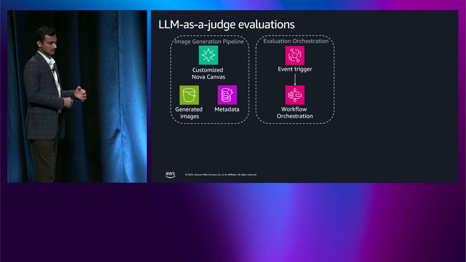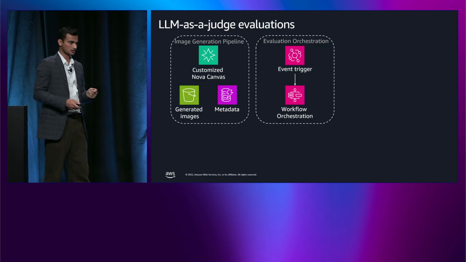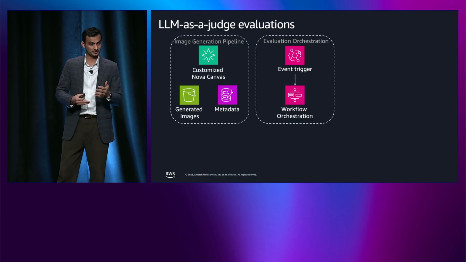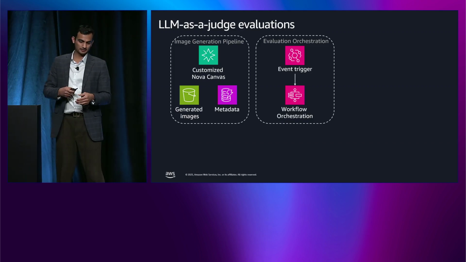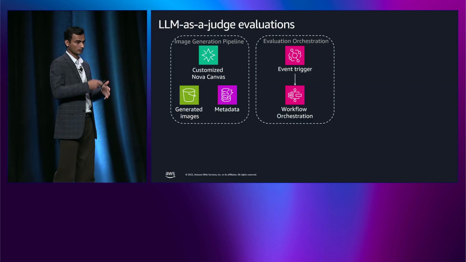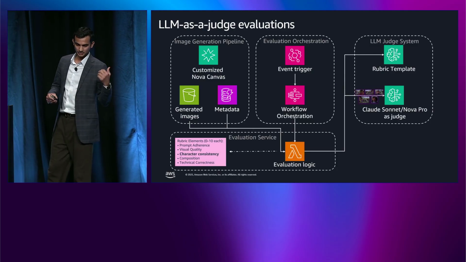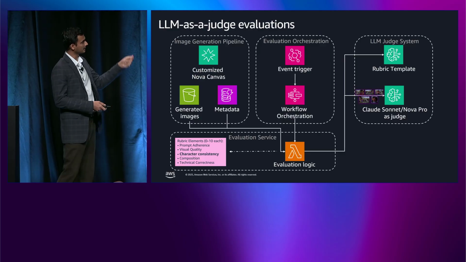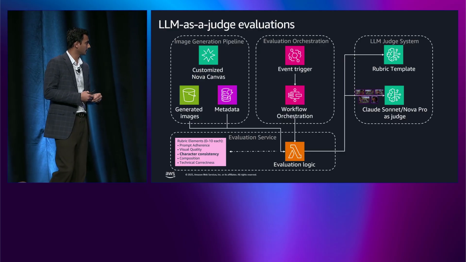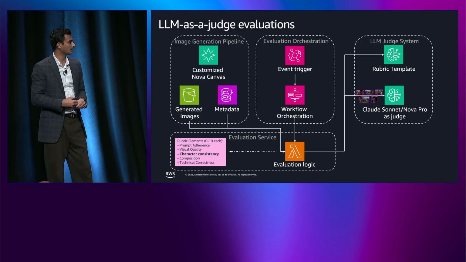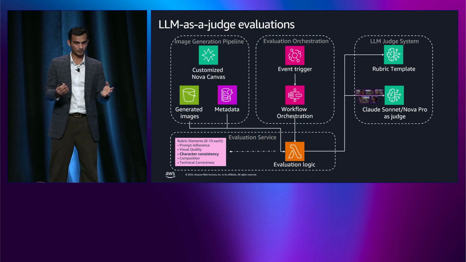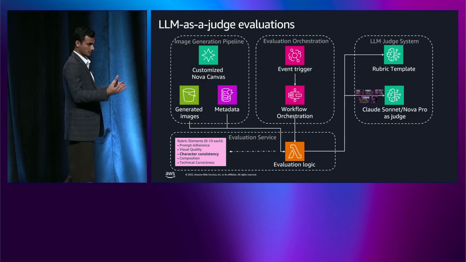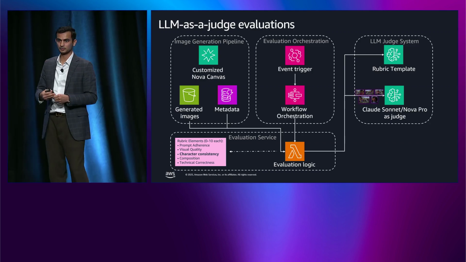The next is you have this evaluation orchestration. This is where you can use EventBridge to trigger the event. You can trigger it based on a certain schedule, or you can trigger it based on specific events, like, let's say, the end of a training job. And then Step Functions will manage the whole workflow orchestration. At the bottom here you see the evaluation service with Lambda, which contains the main logic. It fetches the images from S3 along with the metadata from DynamoDB. It fetches the rubric template and then creates the evaluation prompts, and then sends those images, the metadata, and the prompt to Bedrock for the judgment, and then generates the formatted output.